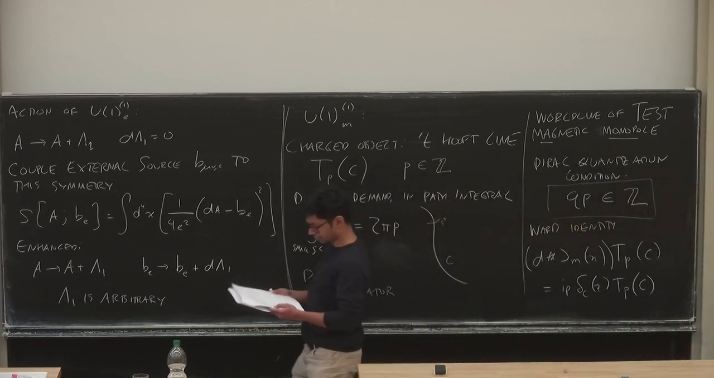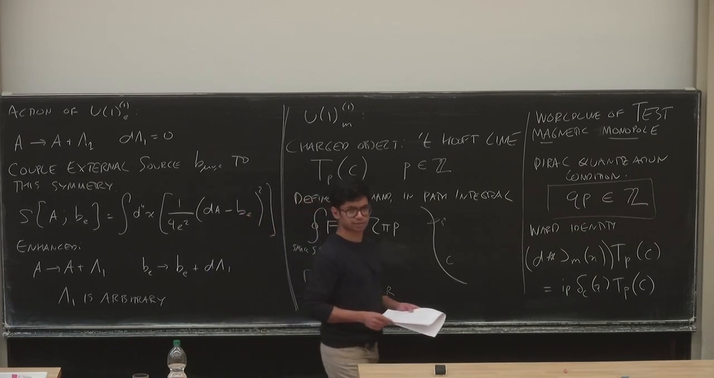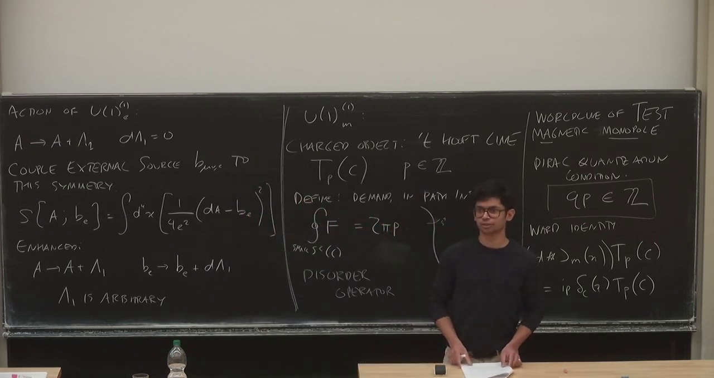Okay, good. Any questions about this? Does this make sense to everyone? These are the two symmetries, and now we know the charged objects for the two symmetries.